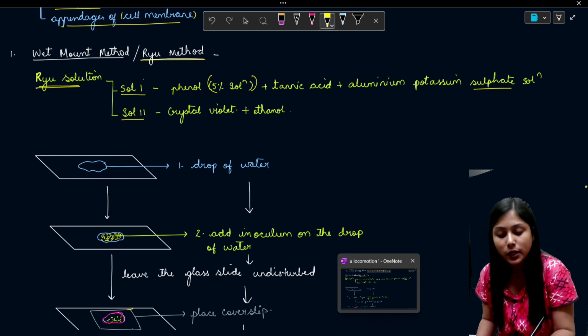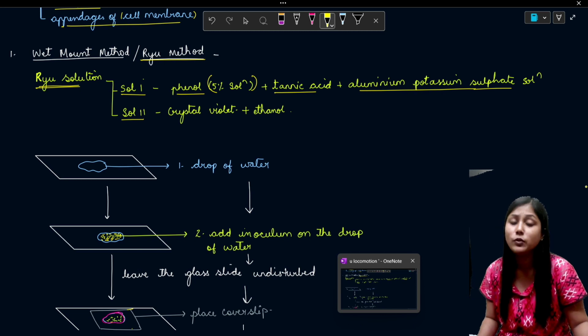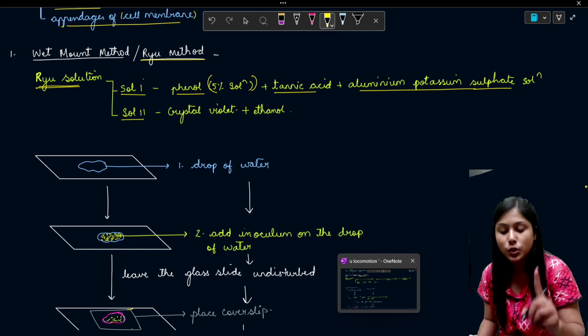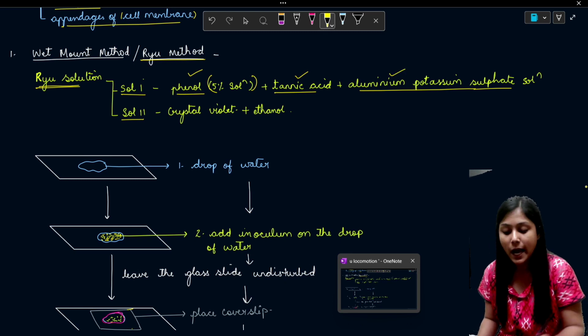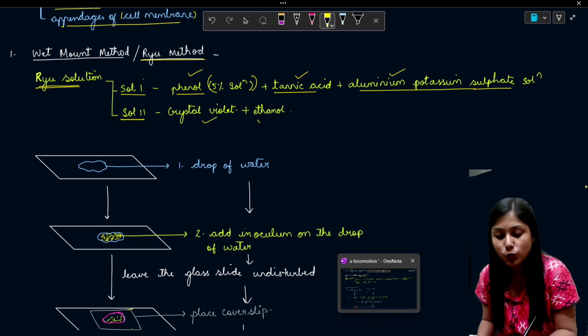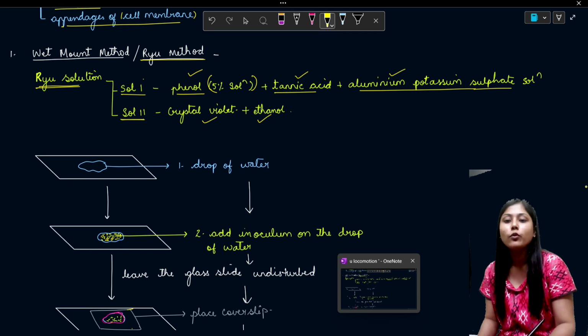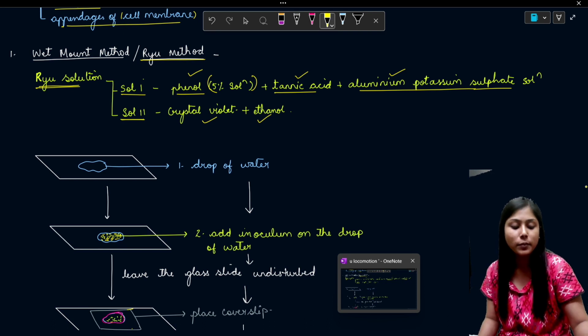Solution 1 includes phenol, tannic acid, and aluminium potassium sulfate solution. You have to remember this, it is important. Solution 2 includes crystal violet and ethanol. So we are going to use these two solutions to make the complete Ryu stain.